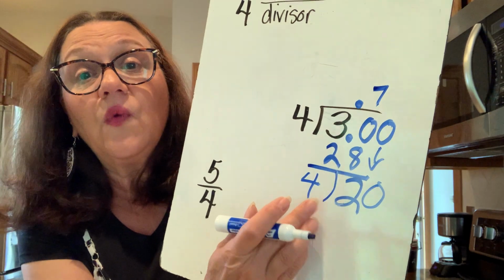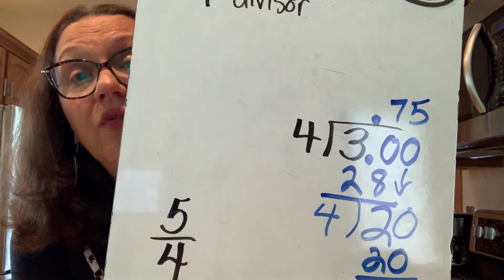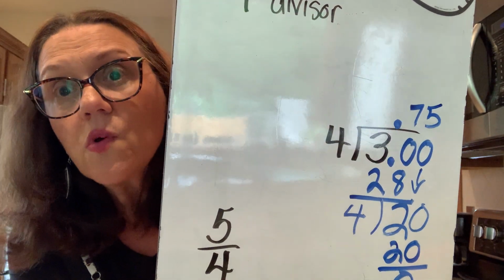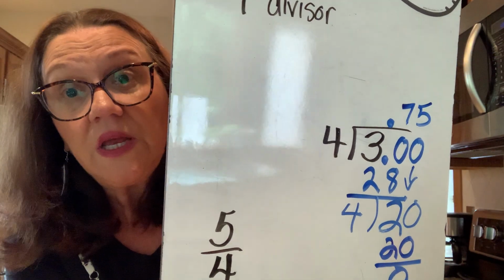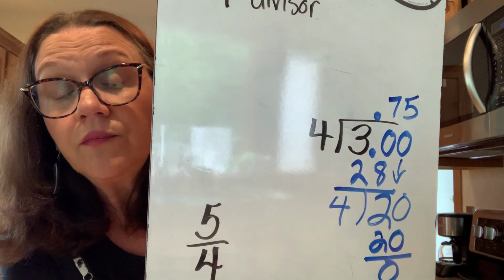How many times does 4 go into 20? It goes in 5 times, because 5 times 4 is 20, which gives me 0. So 3 divided by 4 is 75 hundredths, or 3/4. Each family would get 3/4 of a pan of lasagna. And that's how I solve that problem.